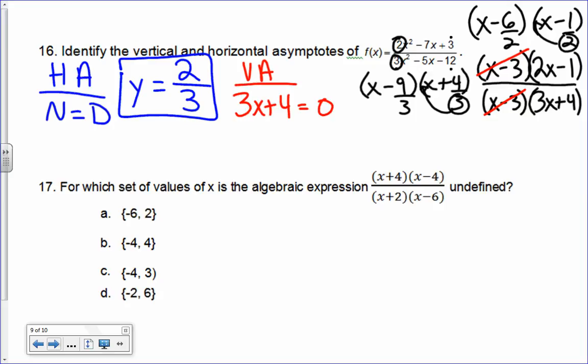Set it equal to 0. Subtract 4 from both sides, and you get 3x equals negative 4. Divide 3 on both sides. X is negative 4/3.